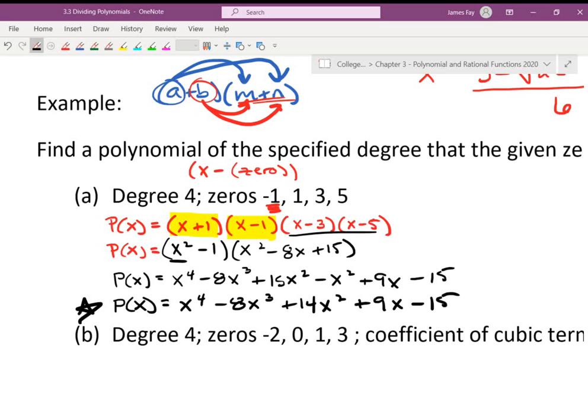So the way this question is phrased, it just says find a polynomial. So if you wrote 2x to the fourth minus 16x to the third plus 28x squared plus 18x minus 30, you have a polynomial that has those zeros. Does that make sense? Okay. So there's a lot of different options there for that one. Okay, if they don't specify.